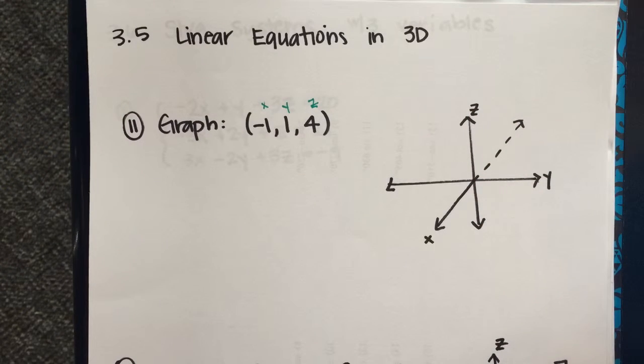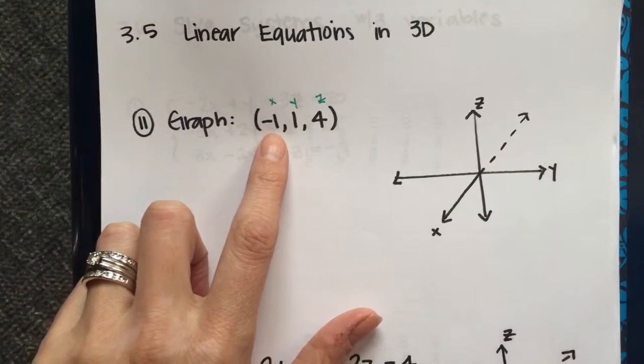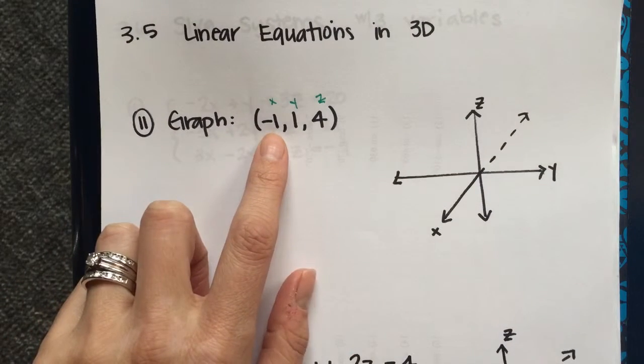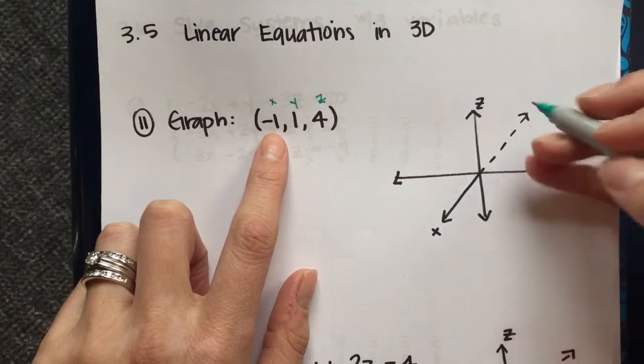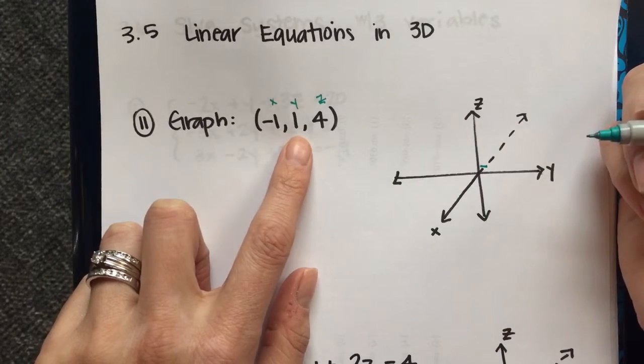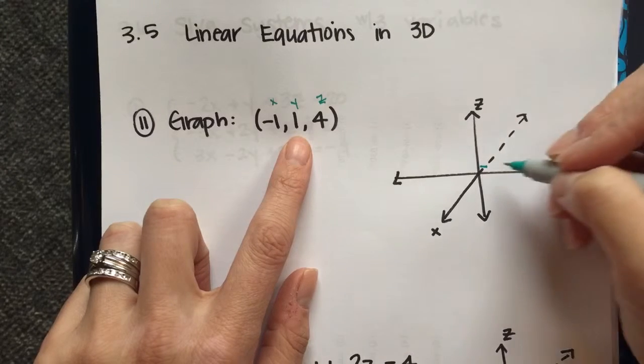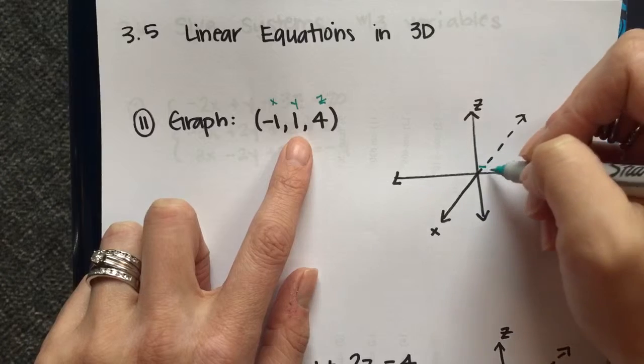So remember that we were going to leave the trail of breadcrumbs so that we could see where that point is and it wasn't just floating out there. We're going to plot -1 first. So on the x-axis right here, negative means go back 1, so indicate that. Y is horizontal, positive means go to the right. So we're going to go from here, 1 space to the right.